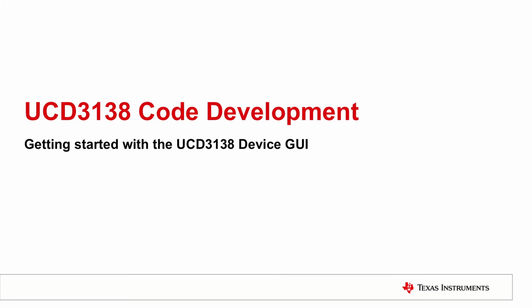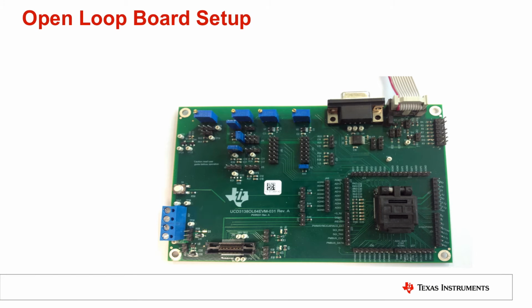I will now demonstrate how to download firmware and access memory variables on a UCD device with the UCD device GUI. Before opening the GUI, plug the USB end of the USB adapter cable into the USB port on your computer and the other GPIO end into the PM bus header on the open loop evaluation board. You should see an LED illuminated on the bottom left of the board. This indicates that the board is powered off the USB to PM bus adapter.